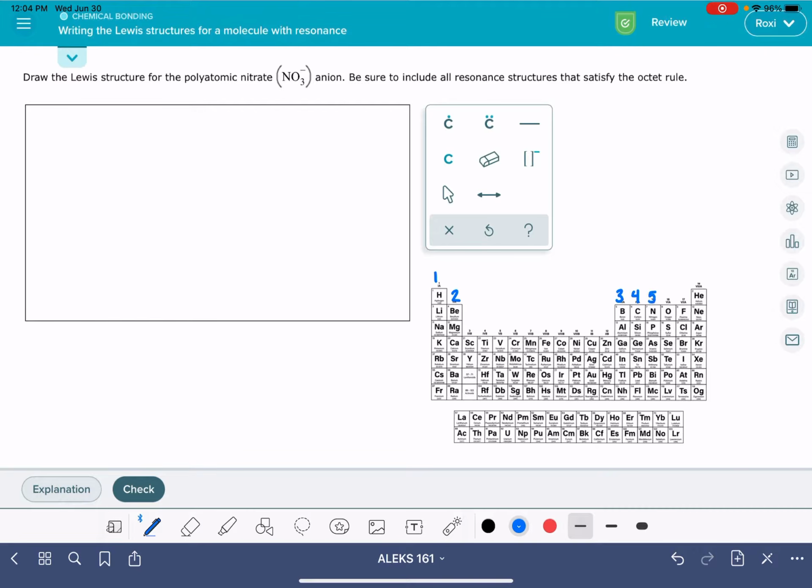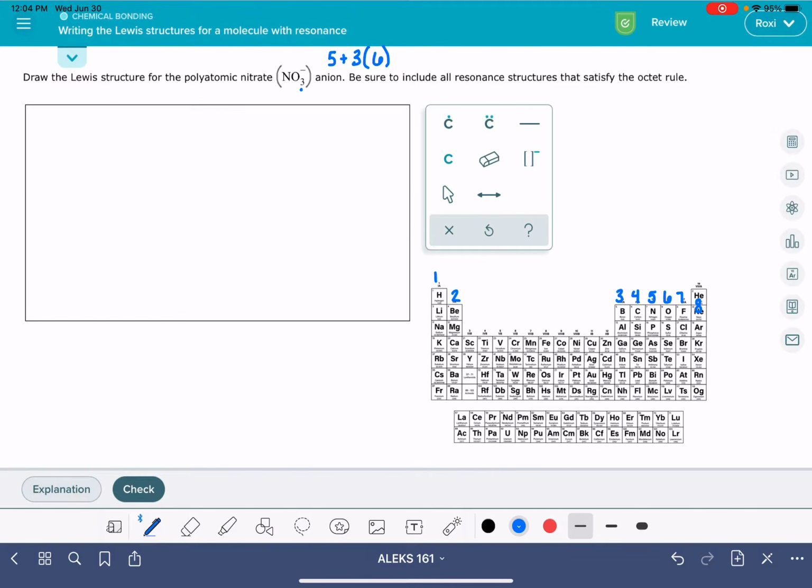Here's a reminder of how many valence electrons we have in each one of the atoms based on this location on the periodic table. Our nitrogen atom is in column number 5. That means that nitrogen atoms each have 5 valence electrons. We have 3 oxygen atoms in this molecule. Oxygen is in column number 6. So that means that there are 6 valence electrons in each one of the oxygens, 3 times 6 because we have 3 oxygen atoms.